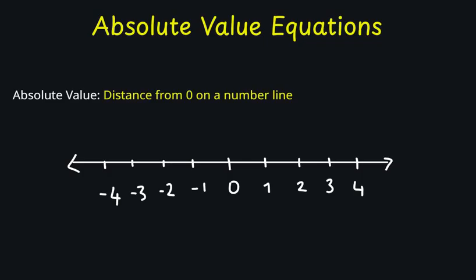So let's say we have absolute value of -4, and also we have absolute value of 4. So absolute value of 4, based on the definition, means the distance of 4 from 0. So that's absolute value of 4. Since the distance cannot be negative, absolute value of 4 will be 4.